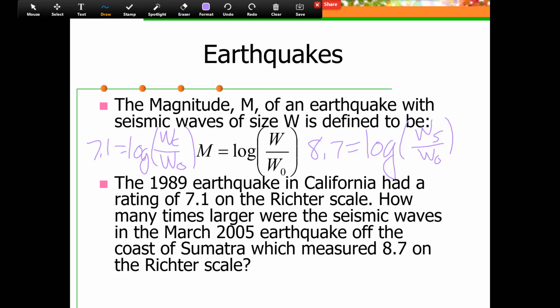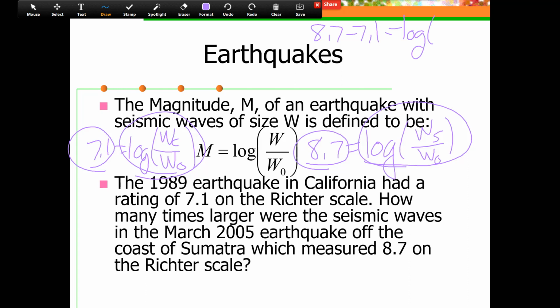Now, we need to know how many times larger the bigger one was. So what we're going to do is subtract these two equations. We're going to take the bigger one here, the 8.7, and subtract the 7.1 on that side of the equation. And on the other side of the equation, we're going to take its log expression and subtract the other log expression. What that looks like is 8.7 minus 7.1 on the left side equals the log of our bigger wavelength divided by the standard, minus the log of the smaller one.